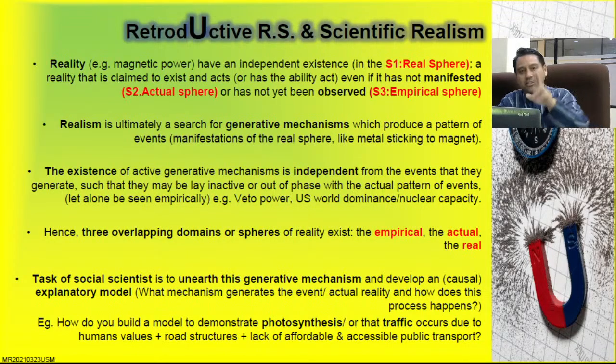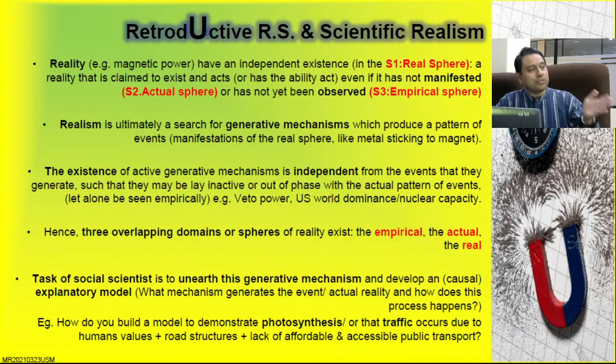The task, this is important, ladies and gentlemen, boys and girls, children of all ages. The task of the social scientist is to unearth this generative mechanism and to develop an explanatory or causal model of what happens, right? What mechanism generates the event, or what mechanism generates the actual reality, and how does this process happen? You want to demonstrate that, right?